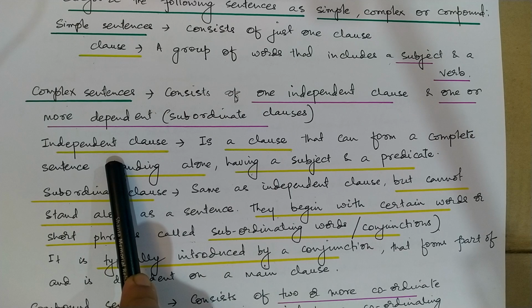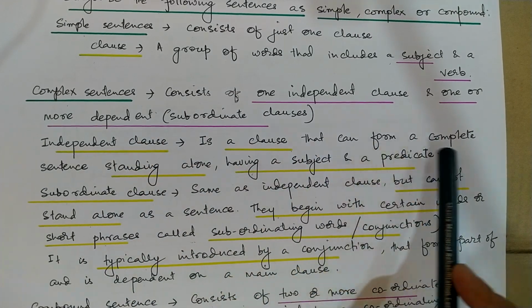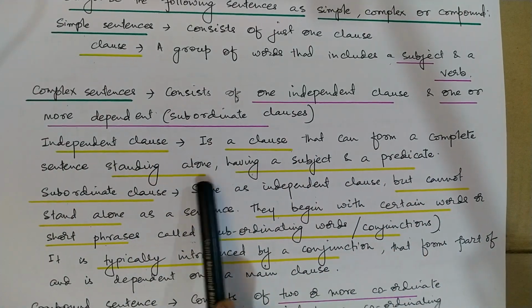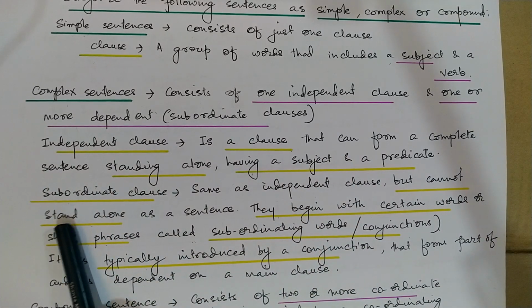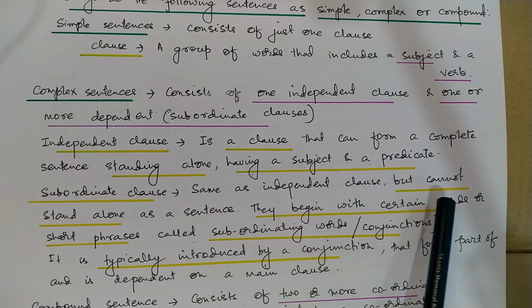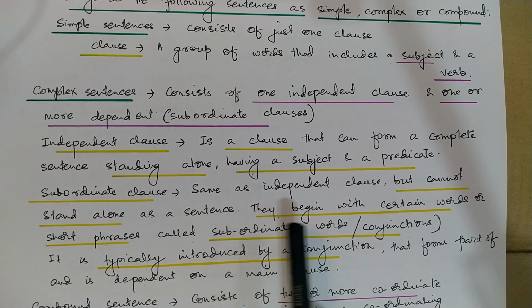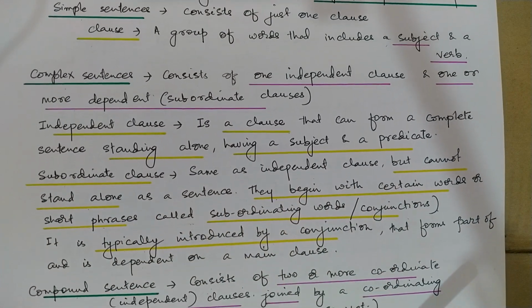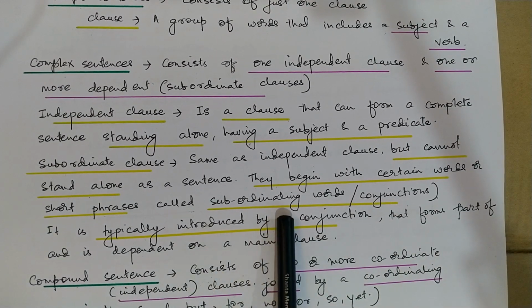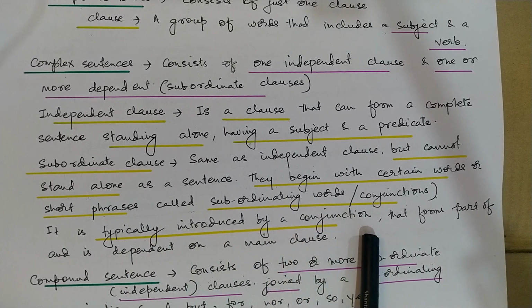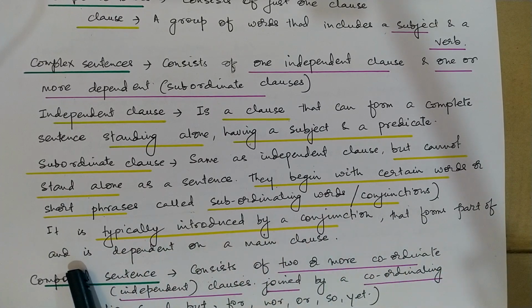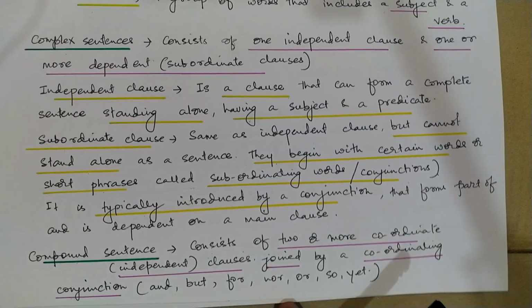What is an independent clause? It is a clause that can form a complete sentence standing alone, having a subject and a predicate. What is a subordinate clause? Same as independent clause but cannot stand alone as a sentence. They begin with certain words or short phrases called subordinating words or conjunctions. It is typically introduced by a conjunction that forms part of and is dependent on a main clause.